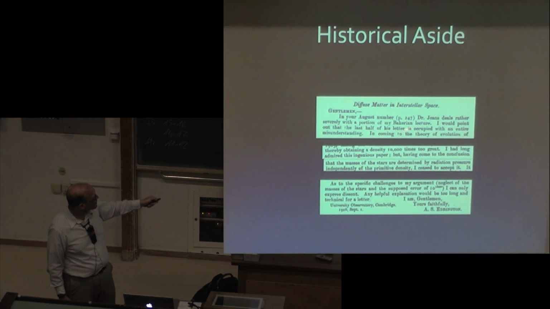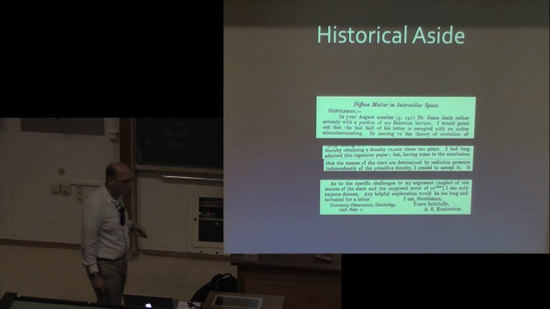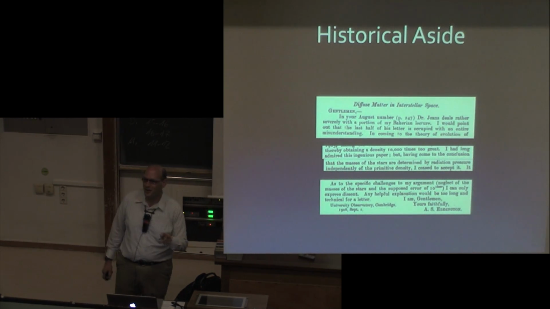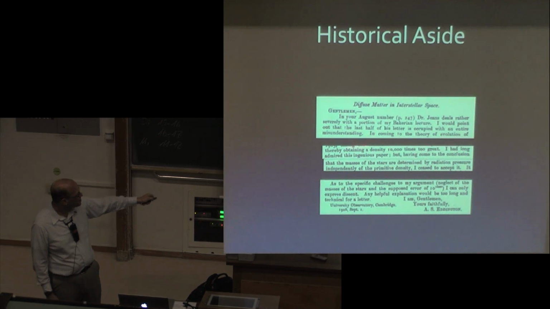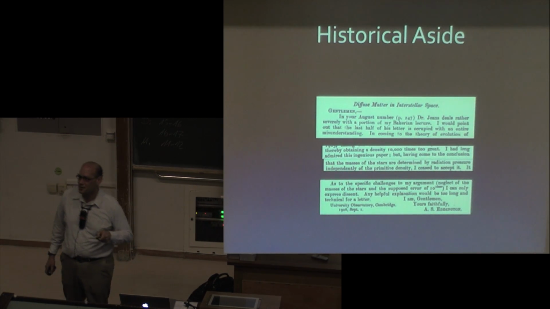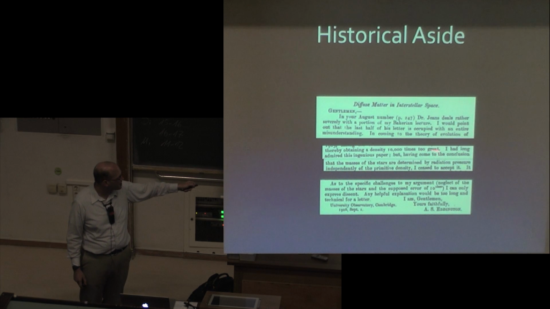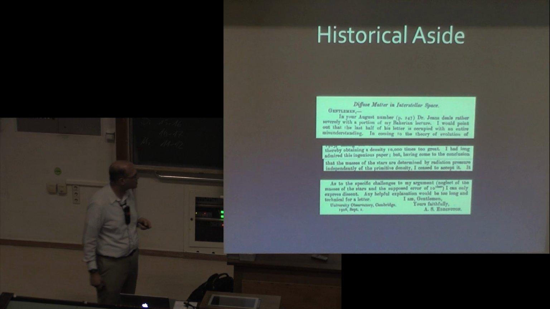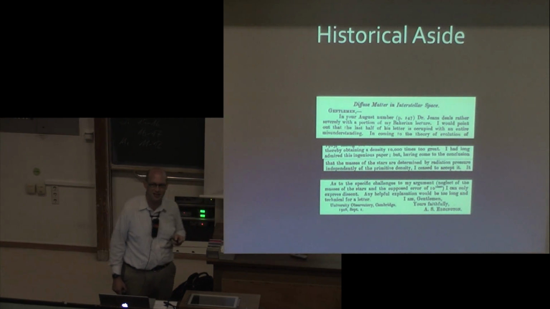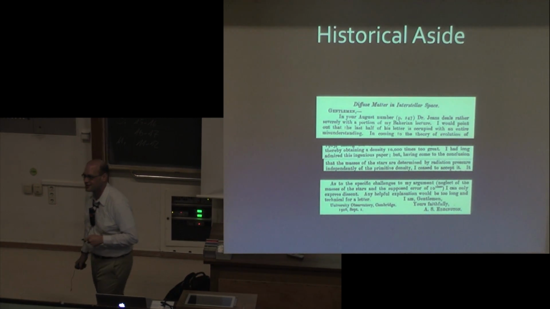Let's see, he says, Dr. Jeans deals rather severely with a portion of my Beccarian lecture. And this is what he says about the Jeans instability, and there's actually some deep insight here we'll get to in a moment. He says, I had long admired this ingenious paper, referring to the paper describing the Jeans instability, but having come to the conclusion that the masses of stars are determined by radiation pressure independently of the primitive density, I ceased to accept it.